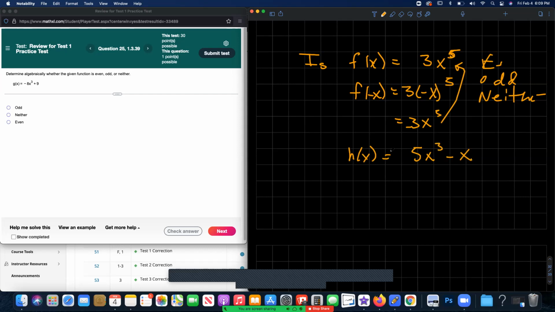Is this even, odd, or neither? The x is still going to be negative, so probably it's going to be odd as well. Yes, it is odd. They're both going to switch.